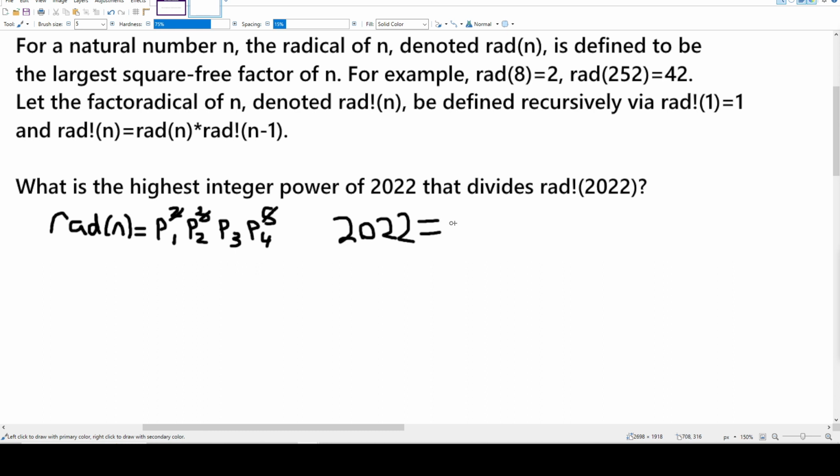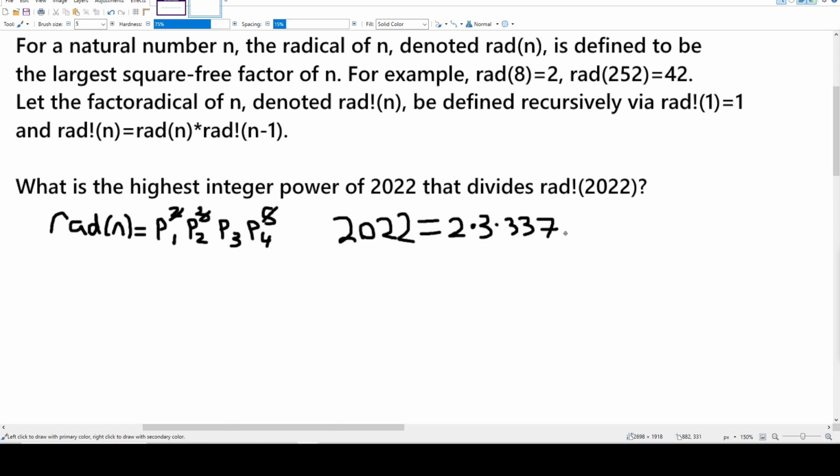So 2022 is equal to 2 times 3 times 337. And I will add that the radical of 2022 is 2022, since all of these terms are to the power of 1. So let's think of the problem this way. In order for a number to be divisible by 2022, or a power of 2022, it must be divisible by 2, 3, and 337. So how many numbers up to 2022 have 337 as a factor?